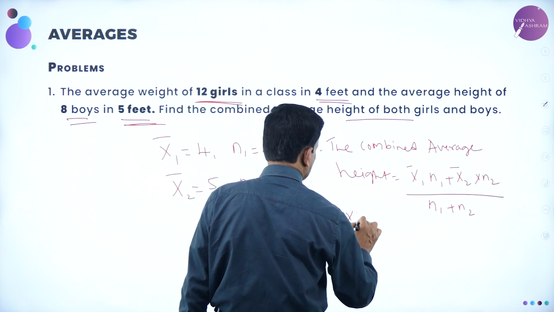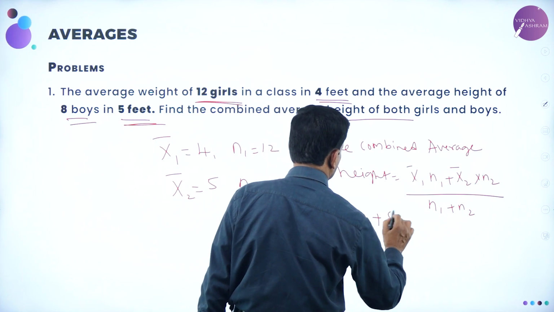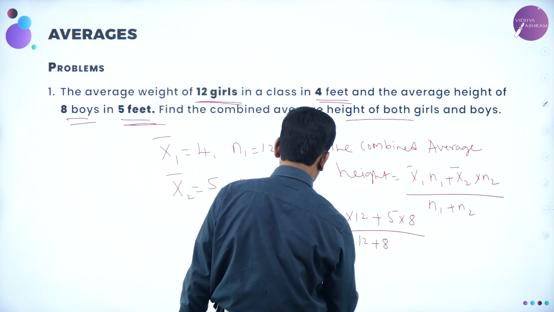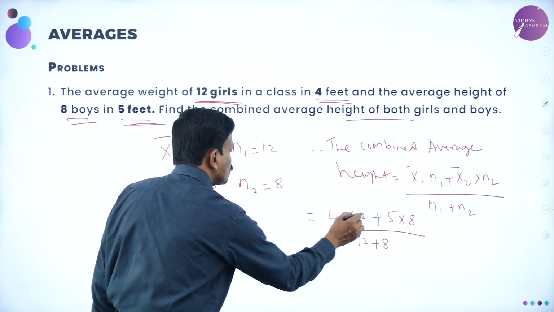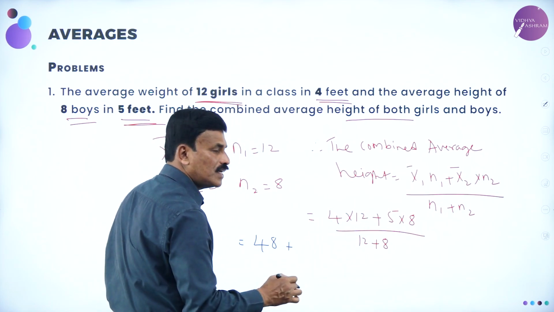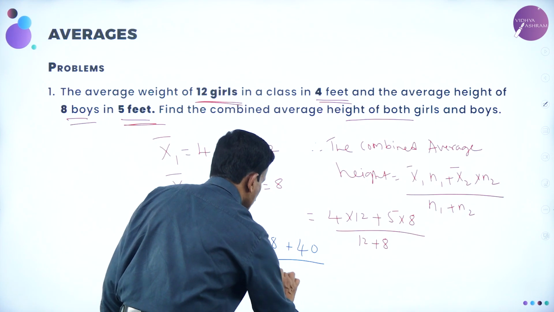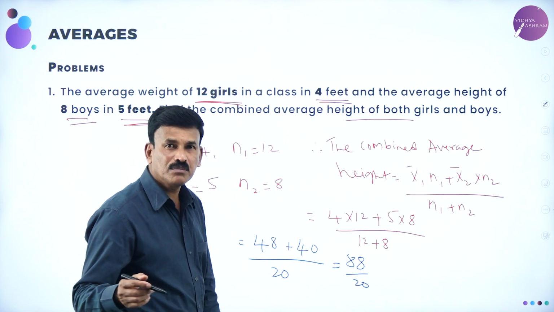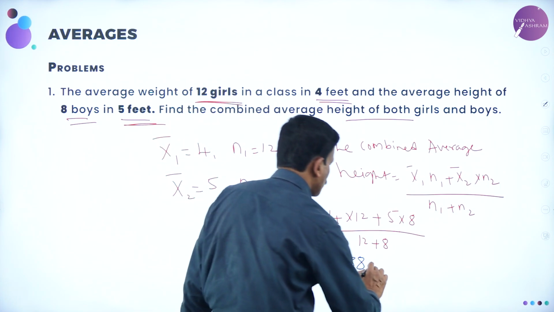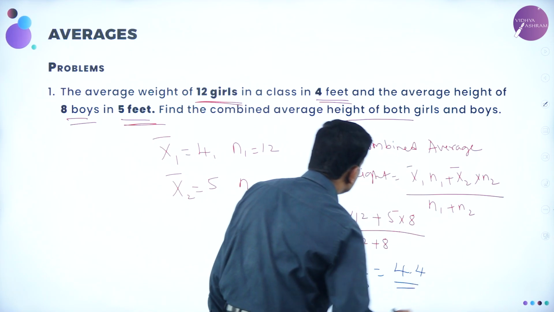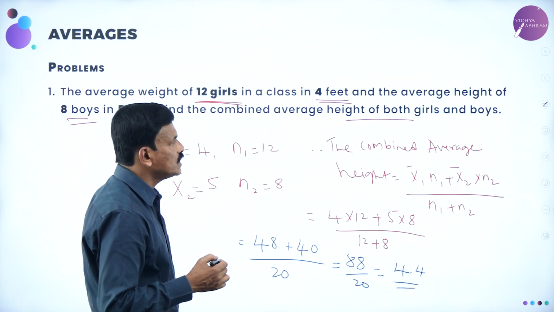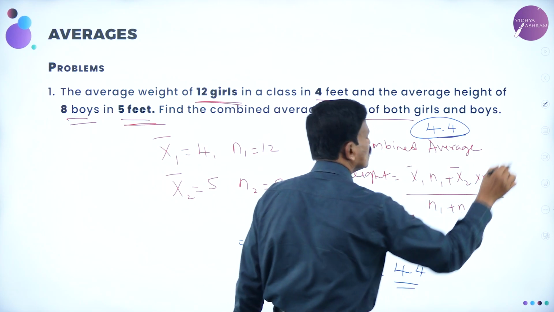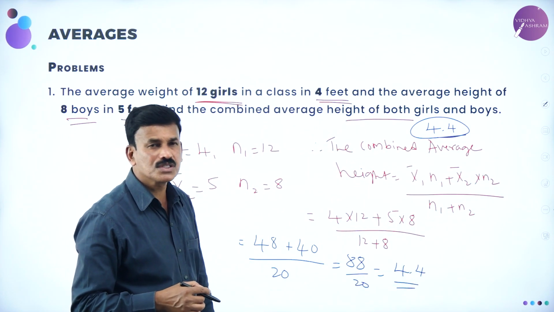Okay. Now, what is this equal to? x1 is 4 into 12 plus x2 is 5 into 8 divided by n1 plus n2, 12 plus 8. Now, let us multiply this. 4 into 12 is 48 plus 5 eights are 40 divided by 12 plus 8 is 20. This is 88 divided by 20. So, 88 divided by 20 is equal to 4.4, the required answer. That means the combined average height of the girls and boys is found to be 4.4. This is the required answer. That's it. Right. This is how we are going to solve this problem.